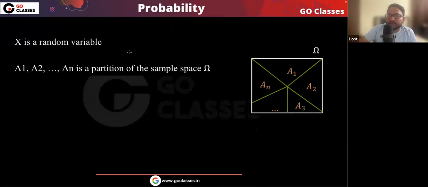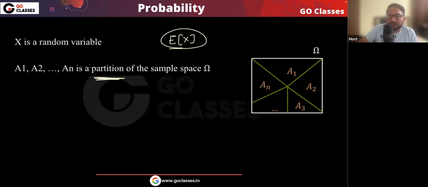See, let's suppose x is a random variable and we are interested in finding the expectation of x. Then we can divide our sample space into, let's suppose, n events, which are called a partition. Do you remember the meaning of partition? What does this partition mean?